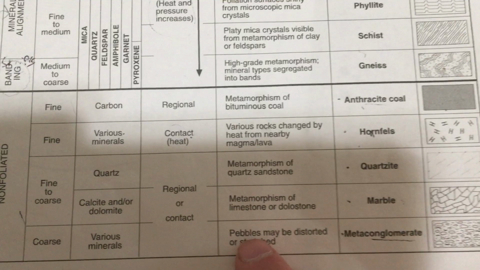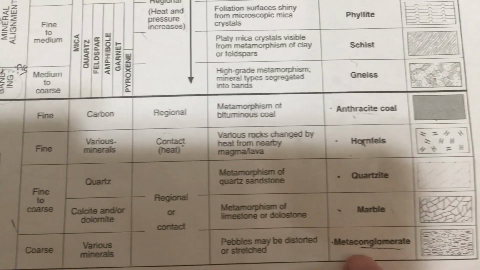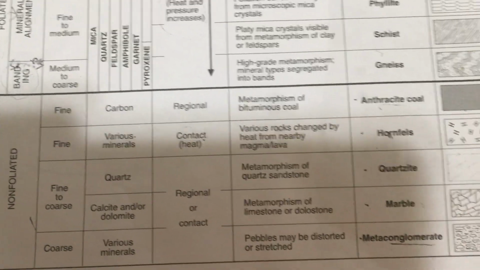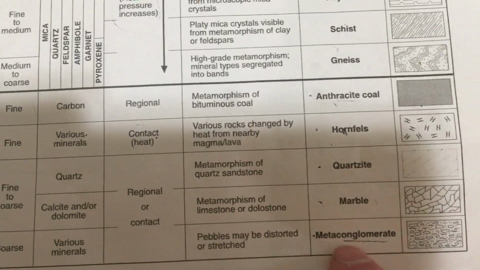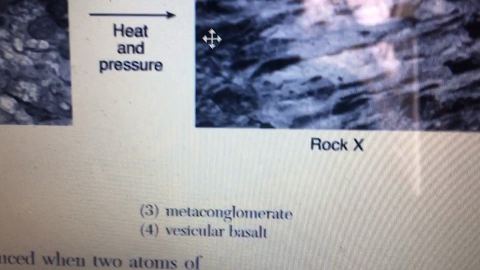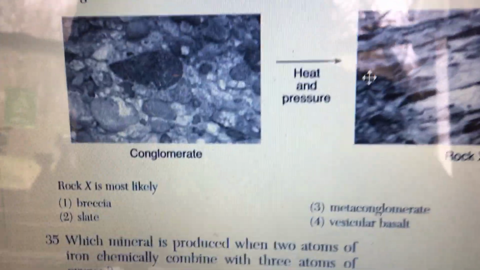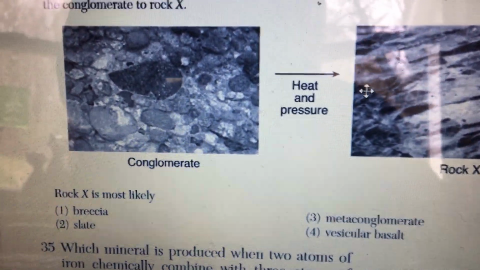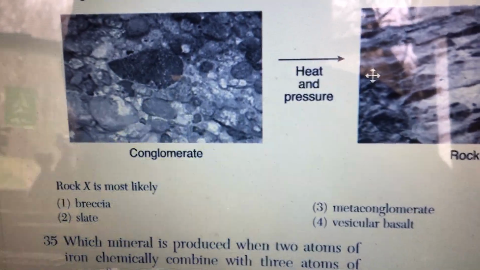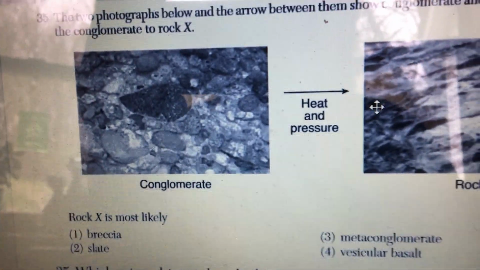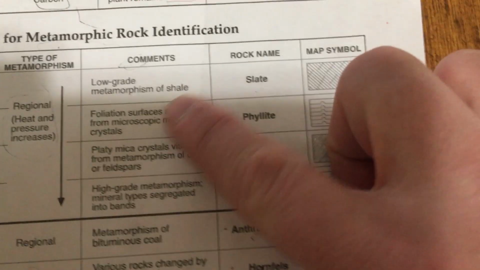I guess the hint here is that the pebbles are distorted or stretched, and that makes a meta-conglomerate. That might not be the most straightforward one, but that's definitely the answer. Conglomerate makes meta-conglomerate. Let's see if you're on the right reference table, you got that one. Breccia's on the sedimentary table. Slate, okay, slate's on the metamorphic. Vesicular basalt is igneous. So it was really down between slate and metaconglomerate. So slate is a metamorphism of shale. That's not it. Conglomerate makes metaconglomerate.